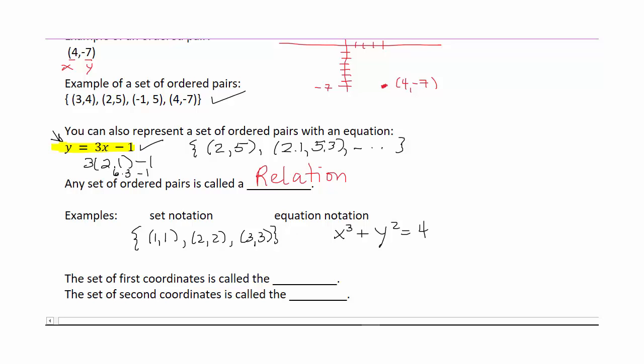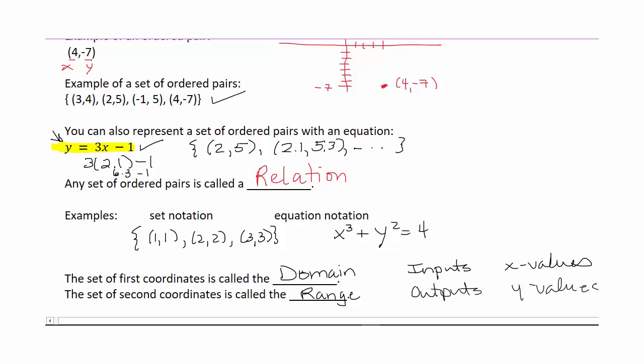The set of first coordinates in a relation is always referred to as the domain of the relation. And the set of second coordinates is called the range. Another way of saying that is that the domain consists of all the inputs, or x values, and the range is all the outputs, or the y values.